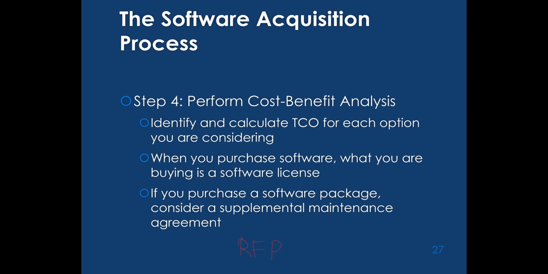After that, step 4: we perform the cost benefit analysis. In this step you identify and calculate the total cost of ownership for each option you are considering. If you remember, total cost of ownership includes everything: hardware, software, people that you have to allocate to work with that software, maintenance fee, license fee for the software, and consulting fee. You have to combine everything together in order to get the TCO.